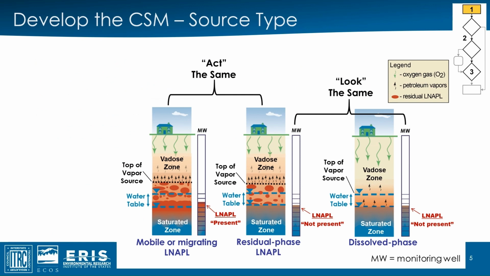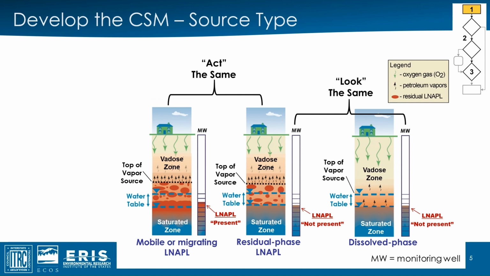Identifying the source type, in particular whether it's LNAPL or dissolved phase, is a critical element of site screening. It's easy to misidentify the source in cases where residual LNAPL is present, which may look like a dissolved phase source if based solely on the lack of LNAPL appearing in a monitoring well. In such cases, one could wrongly apply the dissolved phase screening distance of 5 feet to an LNAPL source.